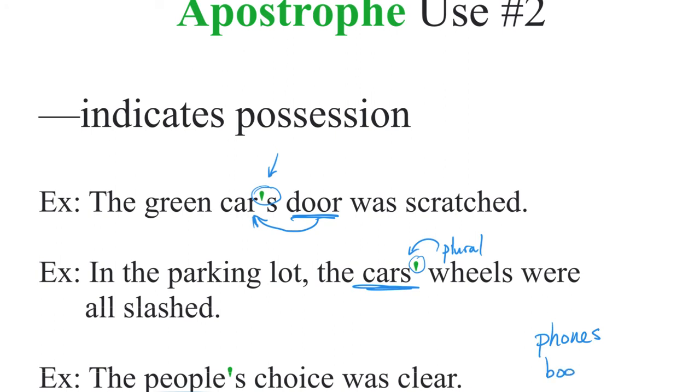I have one book. I have multiple books. We add S to make most things plural. But some words are plural without having an S, like the word people or the word children. In that case, you would just add apostrophe S because it would look weird to go like that.